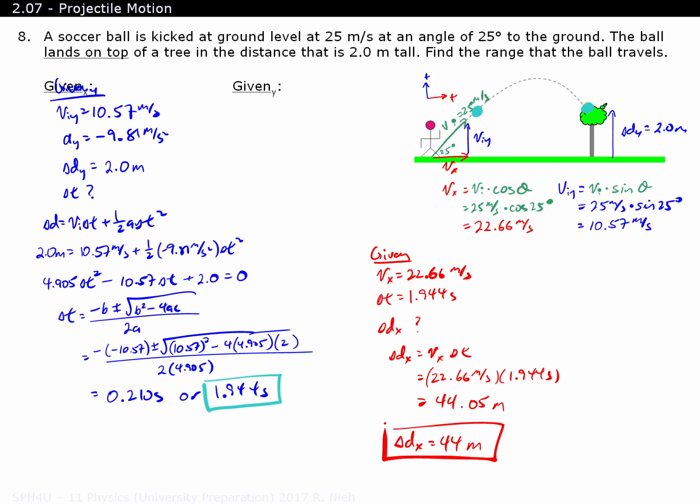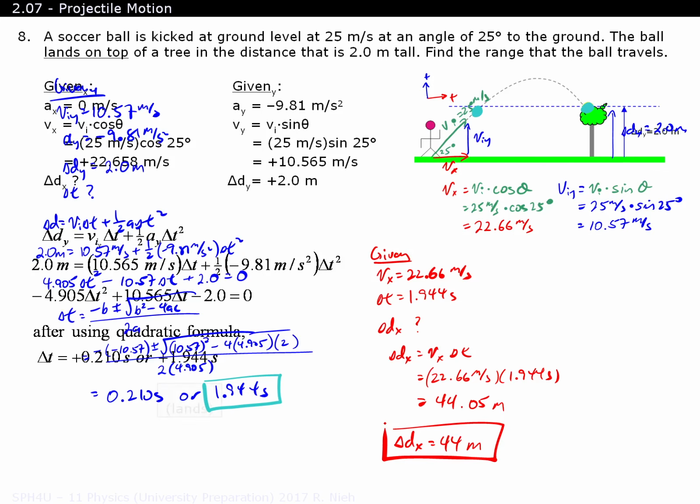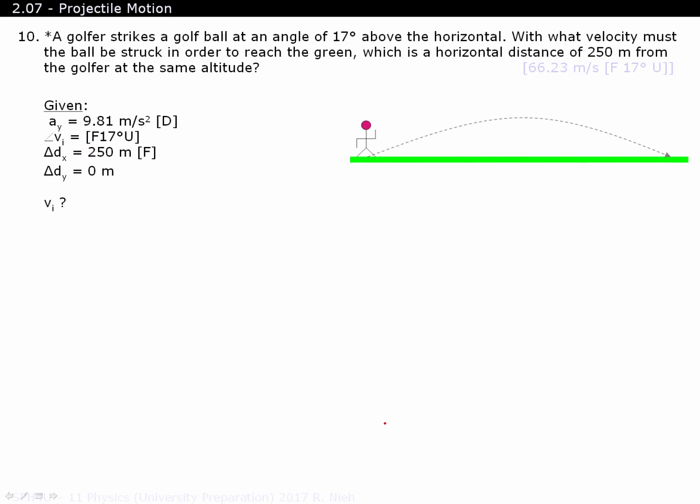Now, for the remainder questions, they are challenging questions. All right, so let's just briefly talk about how we would solve these questions, without going through the long calculations.